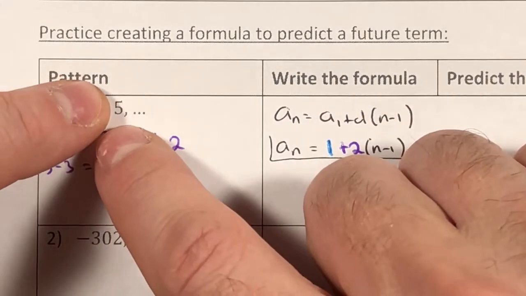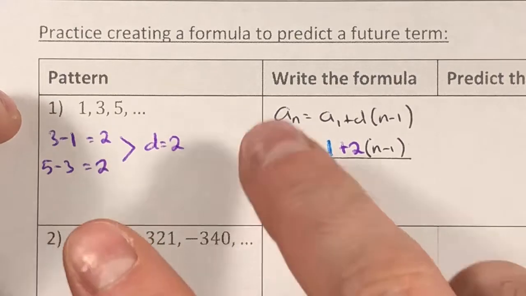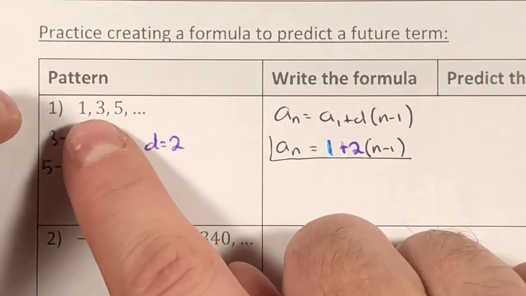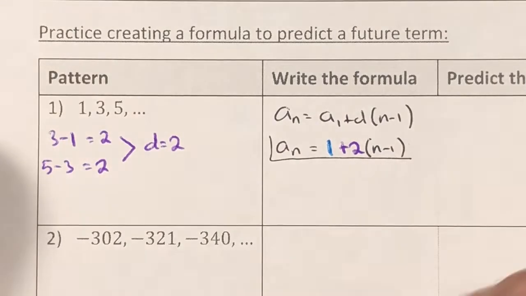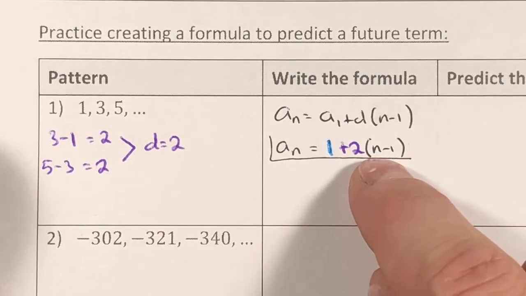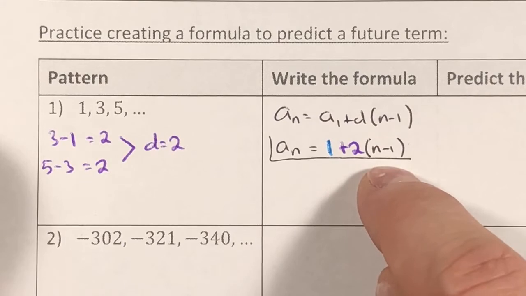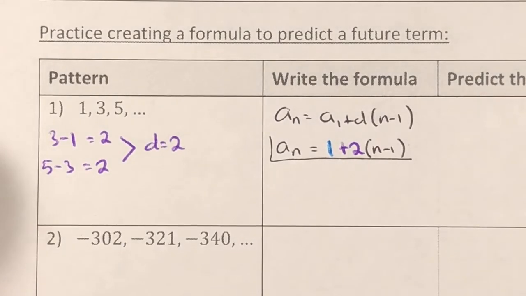For the third number in the sequence, I've added a difference twice, not 3 times. For the 10th number, I'm adding it 9 times. For the 100th number, I'm adding it 99 times. That's why we always subtract 1.